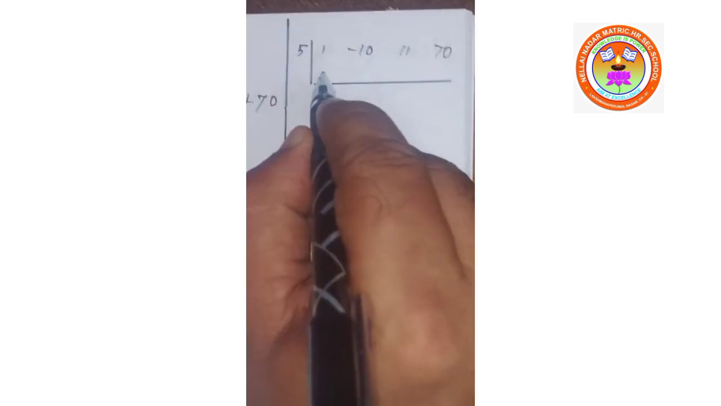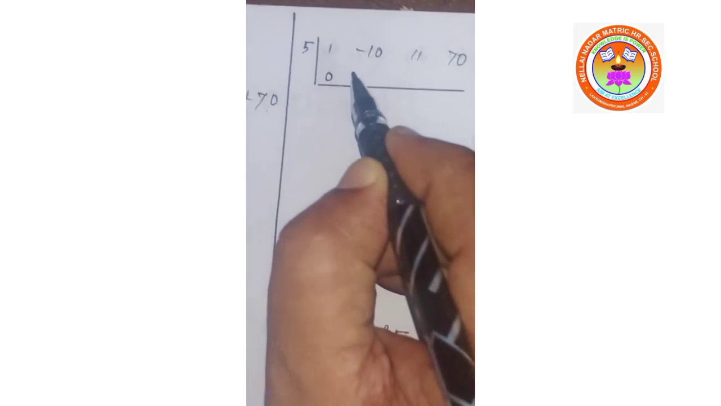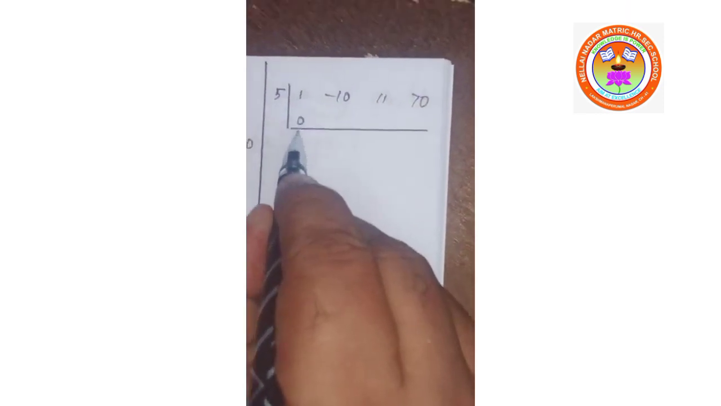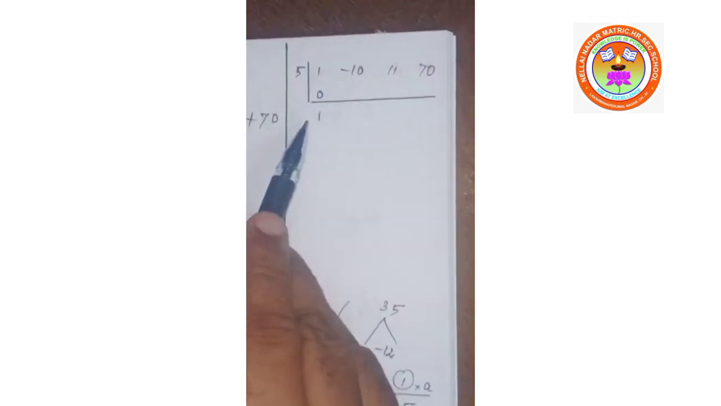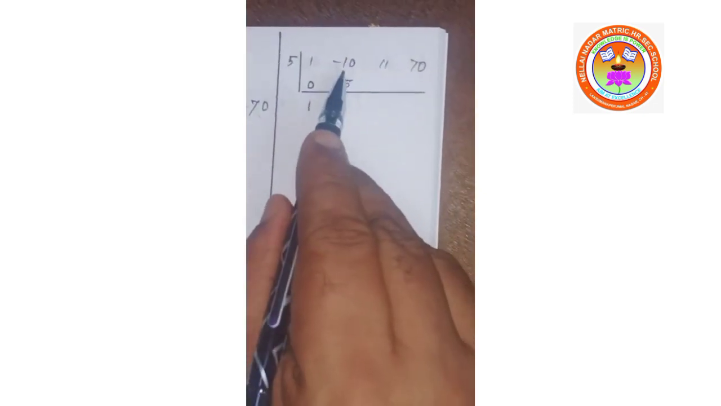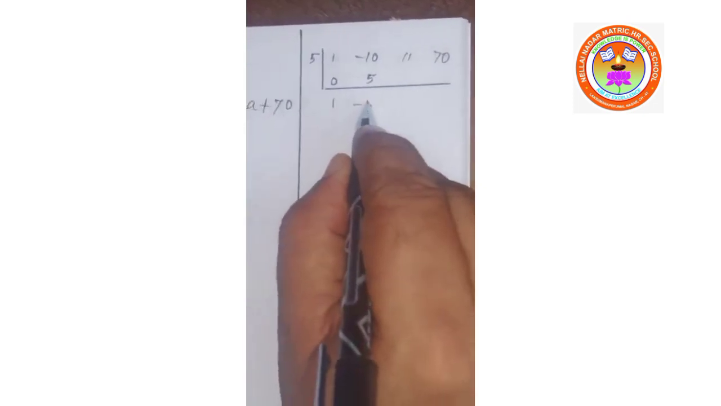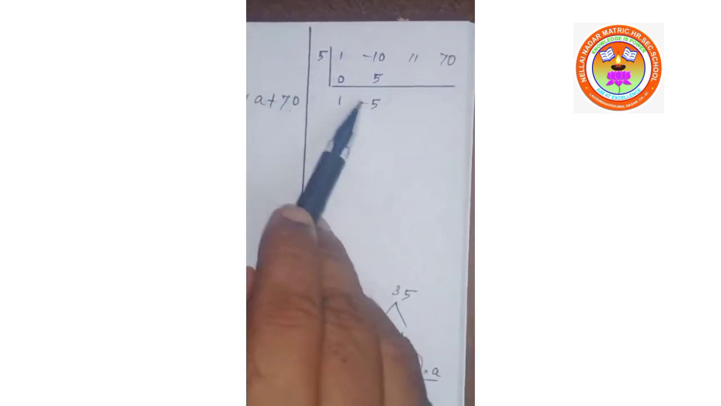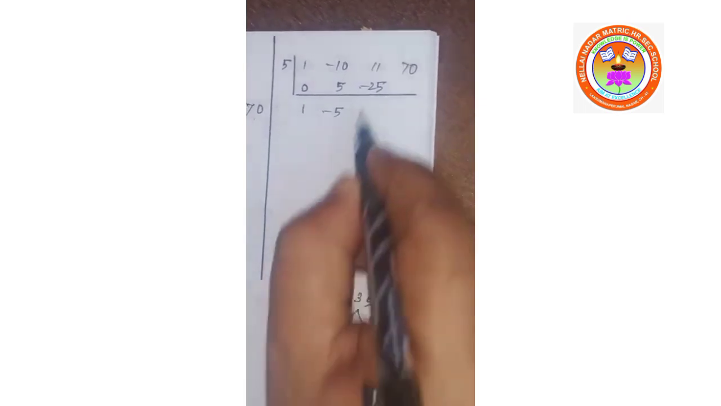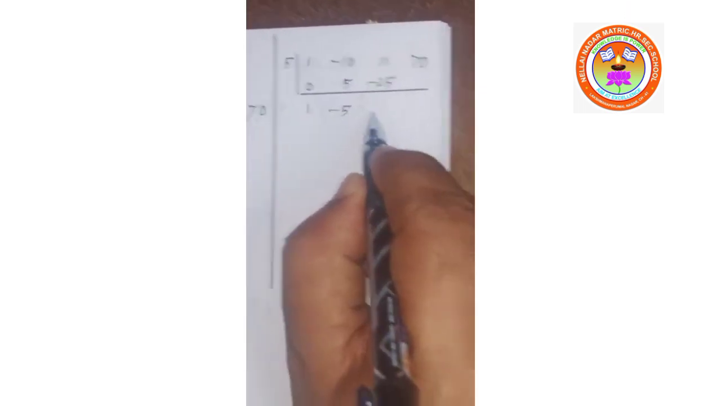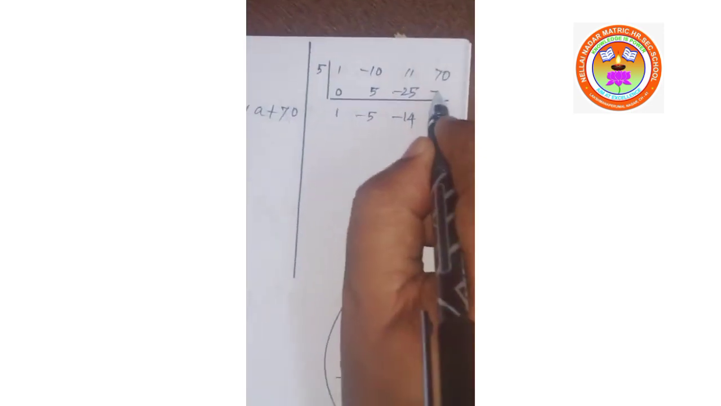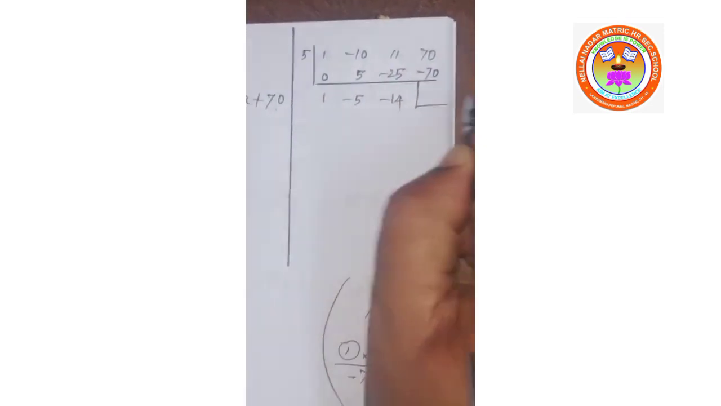Now here always you start with 0 only. In this type of synthetic division, you have to put 0 only. Simple addition, 1 plus 0 is 1. Then 1 into 5 is 5. Minus 10 plus 5 is equal to minus 5. Multiply these two numbers. 5 into minus 5 is minus 25. 11 minus 25 is equal to minus 14. Correct? Minus 14 into 5 is equal to minus 70. Look at that. Definitely you are getting the remainder 0.